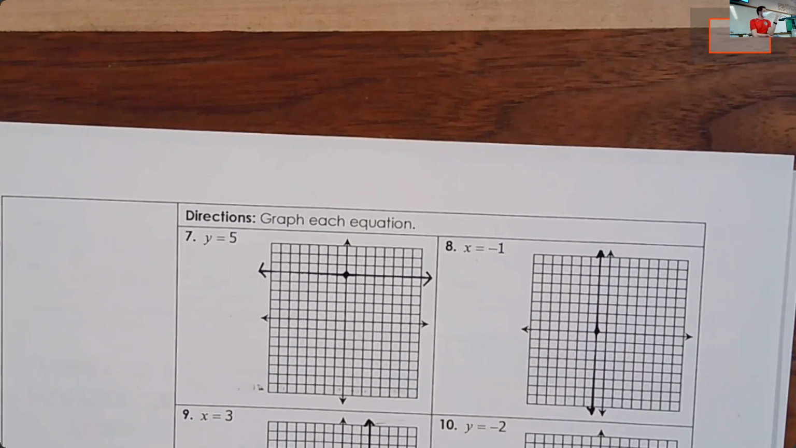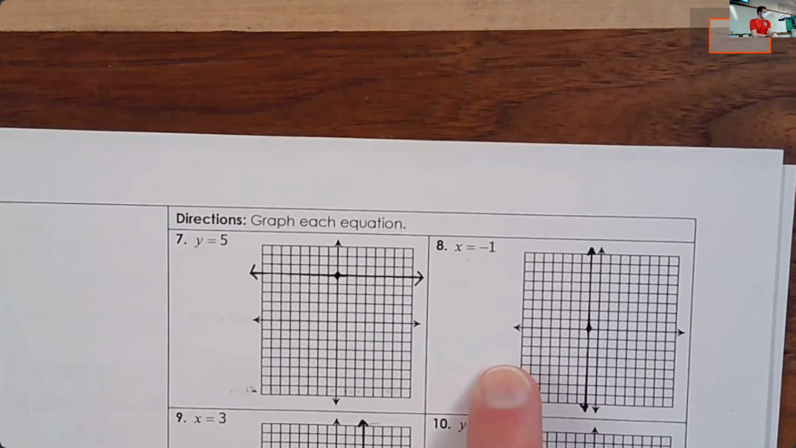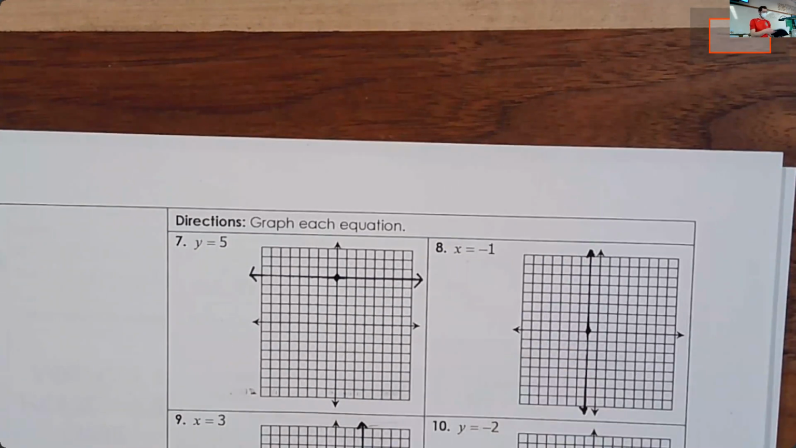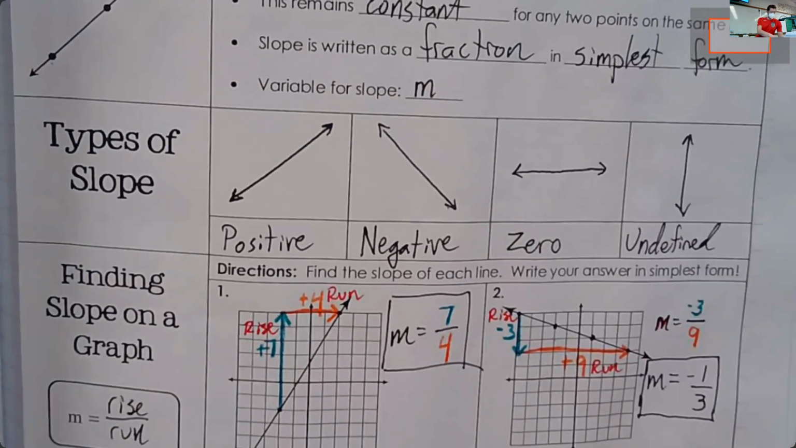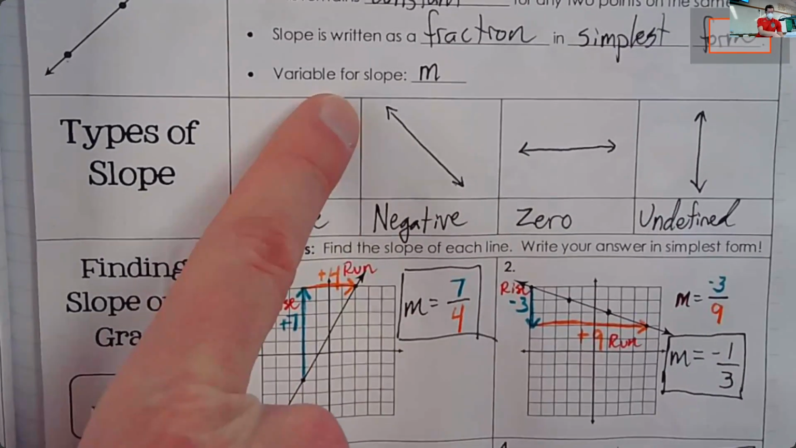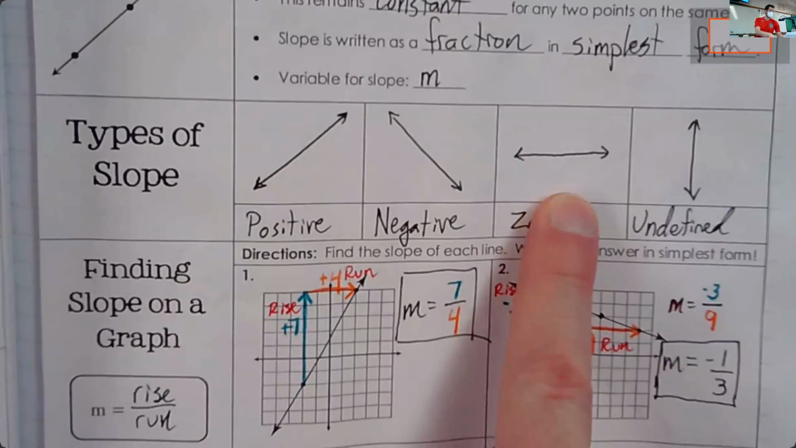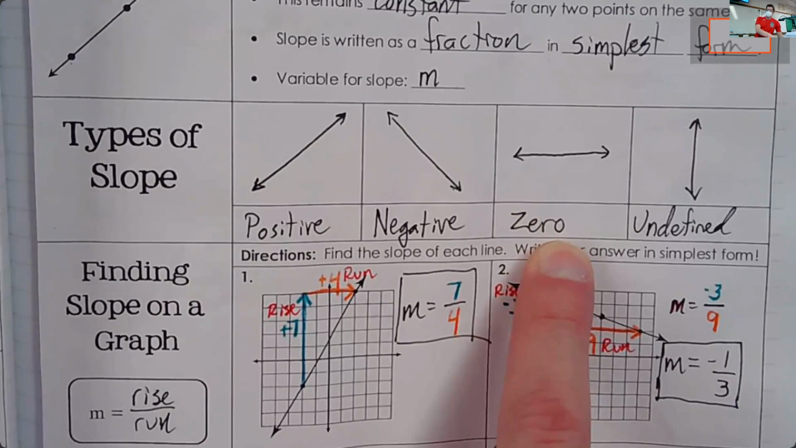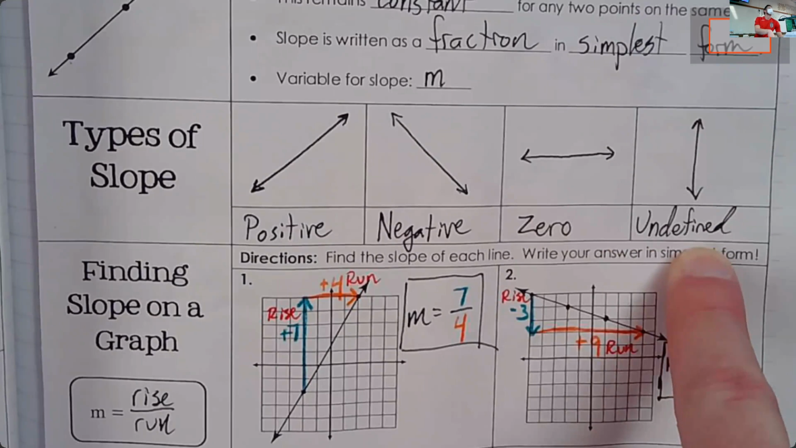Zero and undefined, which is which? So this one here, number 7, that would be 0, and number 8? Undefined. Good. You remember that from last Monday? So we had types of slope on that first page. If it was upwards diagonal, that was a positive slope. If it's going downwards diagonally from left to right, that was a negative slope. Perfectly left and right, horizontal line, slope of 0. Perfectly straight up and down, vertical line had an undefined slope.